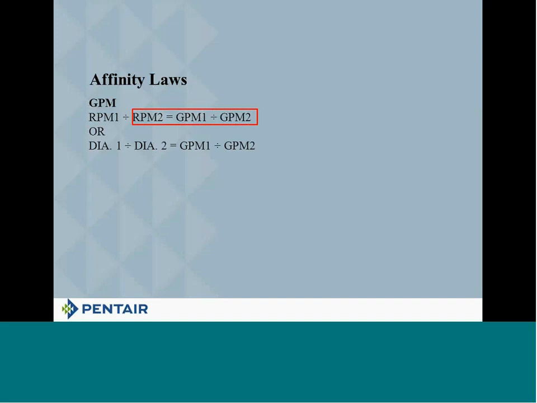I, of course, can go in the other direction. If I know the flow rate that I have and the flow rate that I want, I divide the flow rate that I have by the flow rate that I want. If I know the RPMs that I'm getting at that flow rate, I just multiply the RPMs by the change in the flow rates, and that's going to give me my new RPM. Any questions about that?